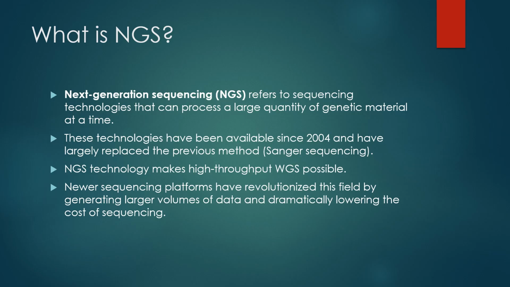Even though these technologies have been available since 2004, they are very popular in recent times, because they have not only replaced the previous method, which is called Sanger sequencing, but they also have the advantage of high throughput, particularly high throughput whole genome sequencing. And newer sequencing platforms are currently available, which have revolutionized this field by generating larger volumes of data and dramatically lowering the cost of sequencing.